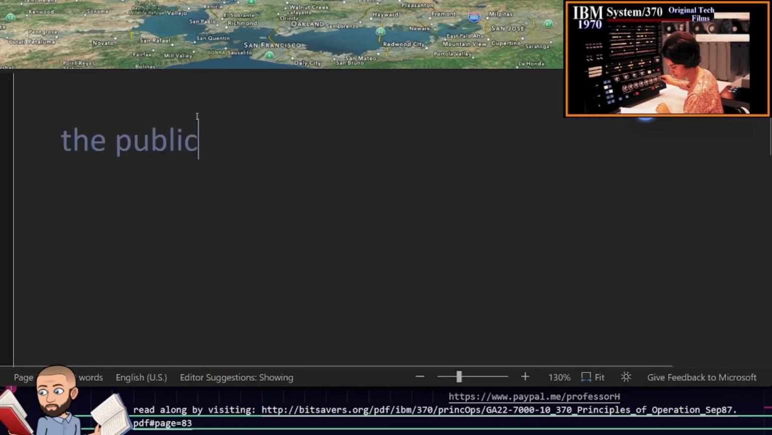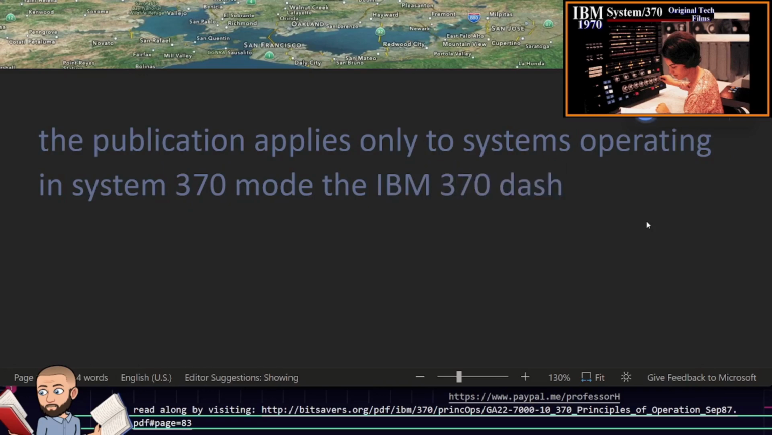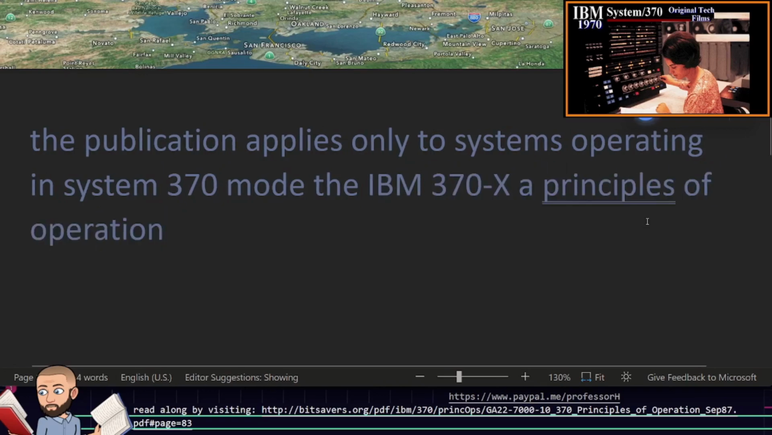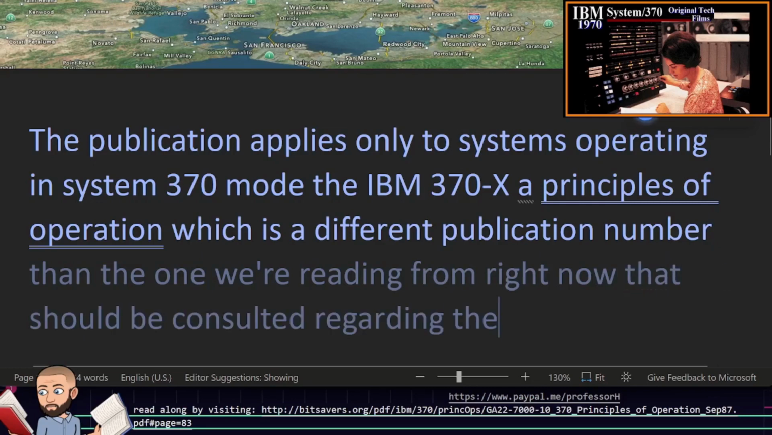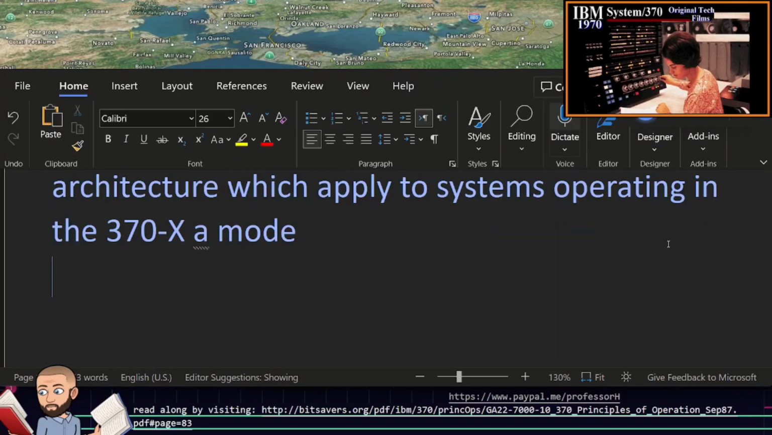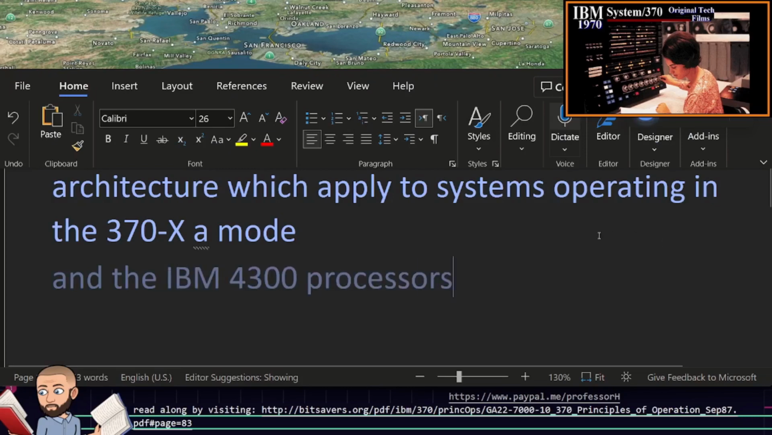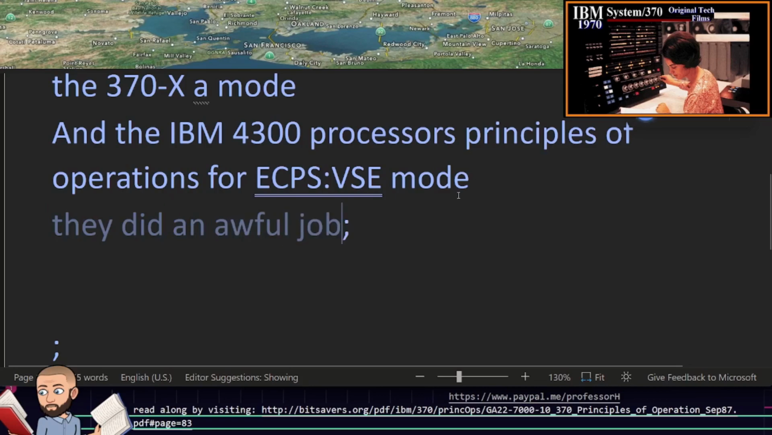The publication applies only to systems operating in System 370 mode. The IBM 370-XA Principles of Operation, which is a different publication number than the one we're reading from right now, should be consulted regarding the functions of the architecture which apply to systems operating in the 370-XA mode. And the IBM 4300 processor's Principles of Operations for ECPS:VSE mode. They did an awful job of dictating that.